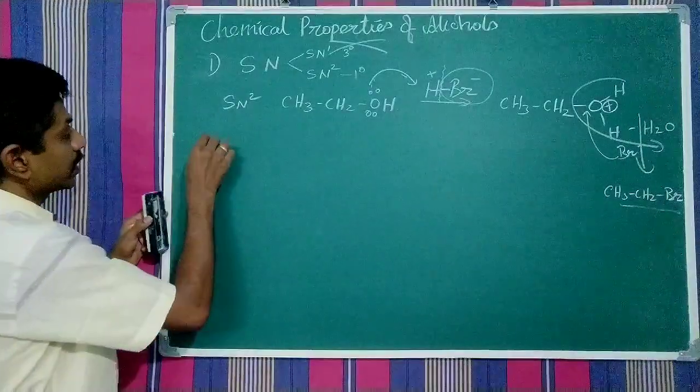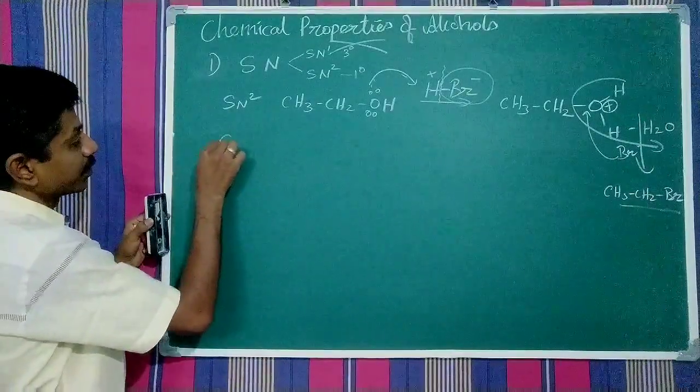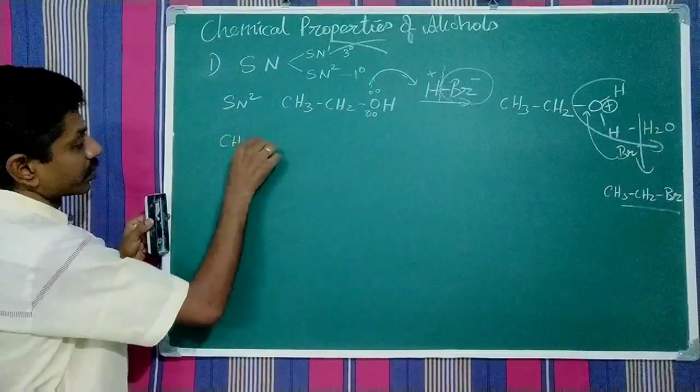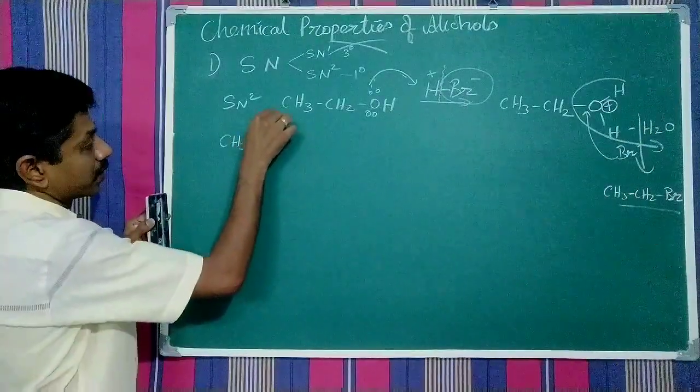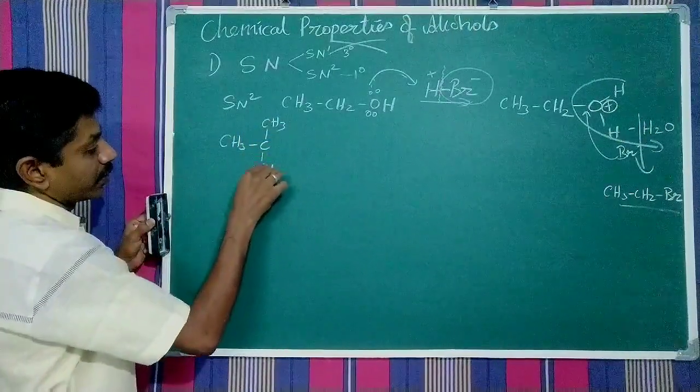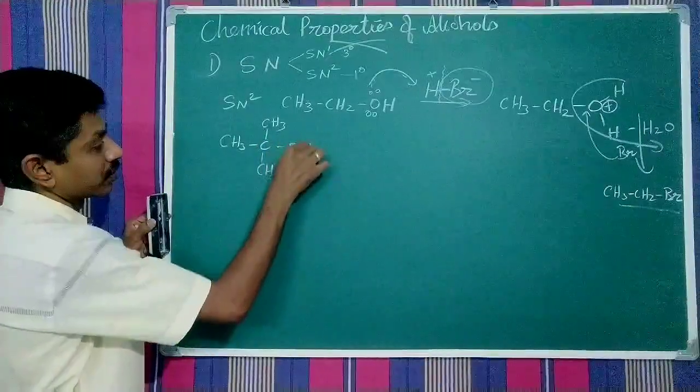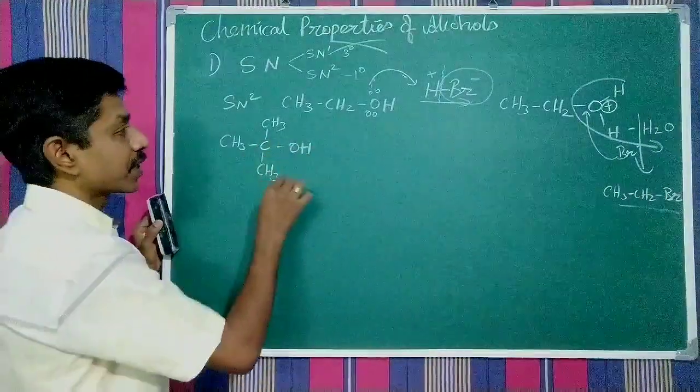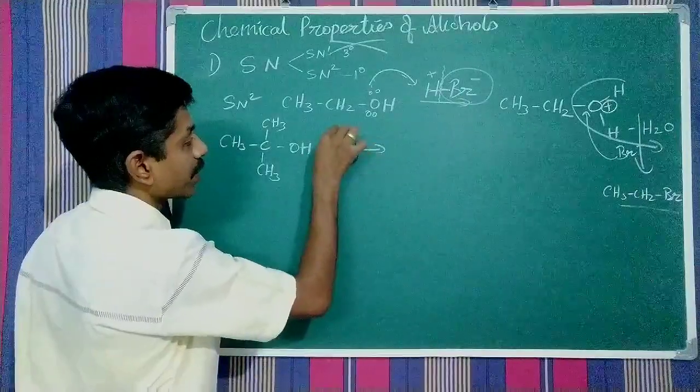Suppose we go for a tertiary compound, tertiary butyl alcohol, with CH3 groups replacing the hydrogens, and OH. How will this tertiary butyl alcohol react with the same HBr?